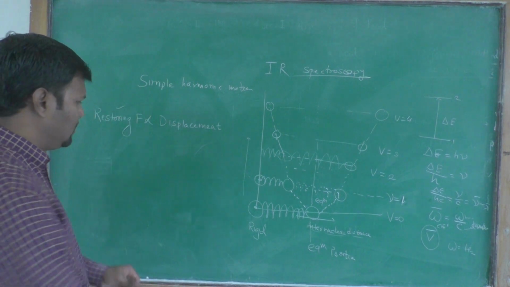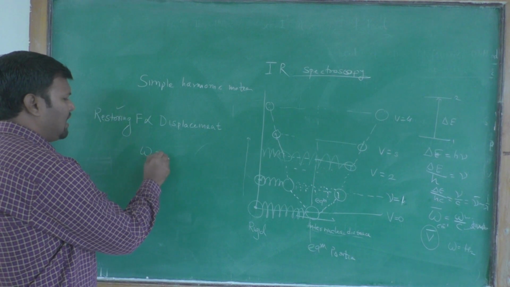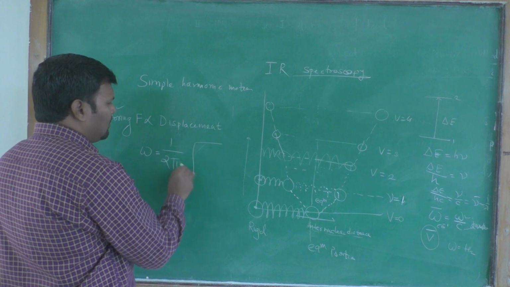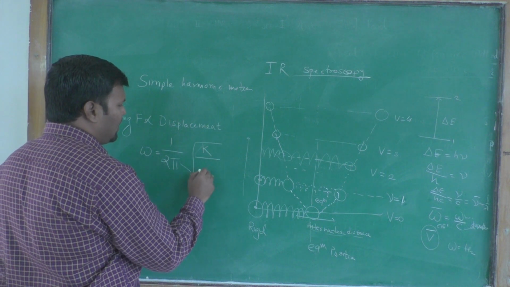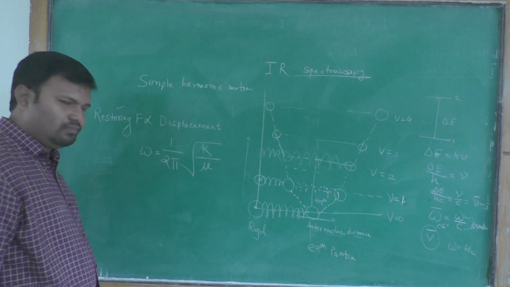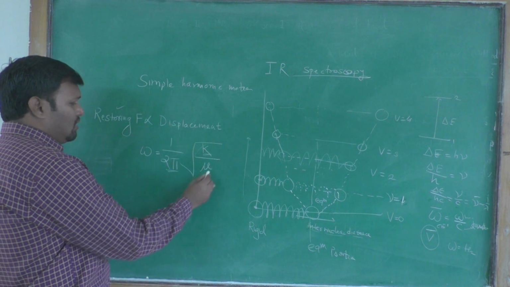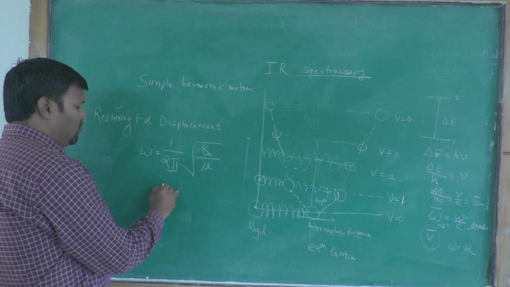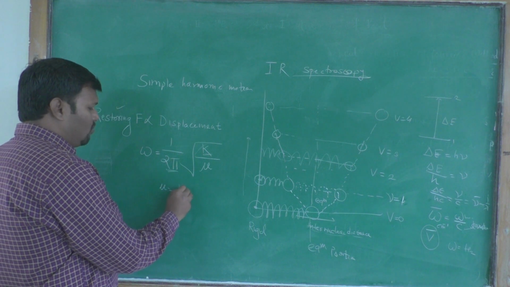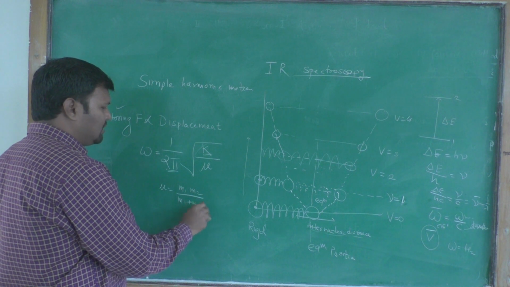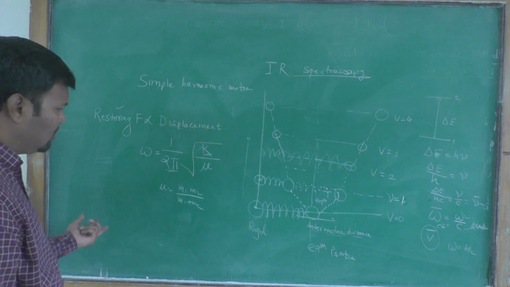This frequency omega is given by 1 upon 2 pi times the square root of k upon mu. This k is the force constant, and mu is the reduced mass. Mu can be given by m1 into m2 upon m1 plus m2. That is the reduced mass. All these things we know.